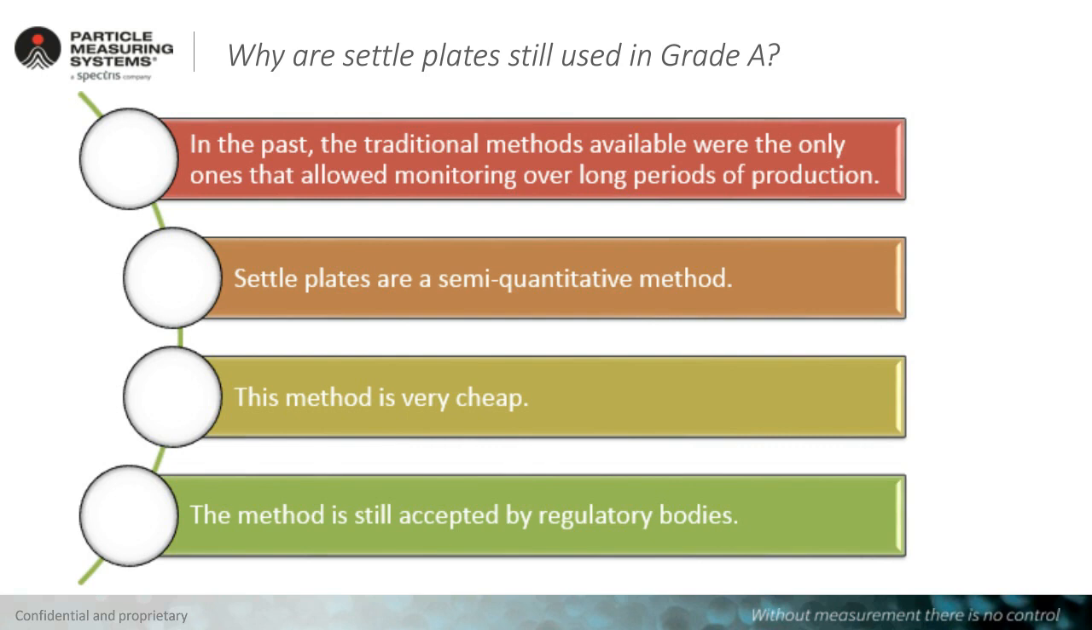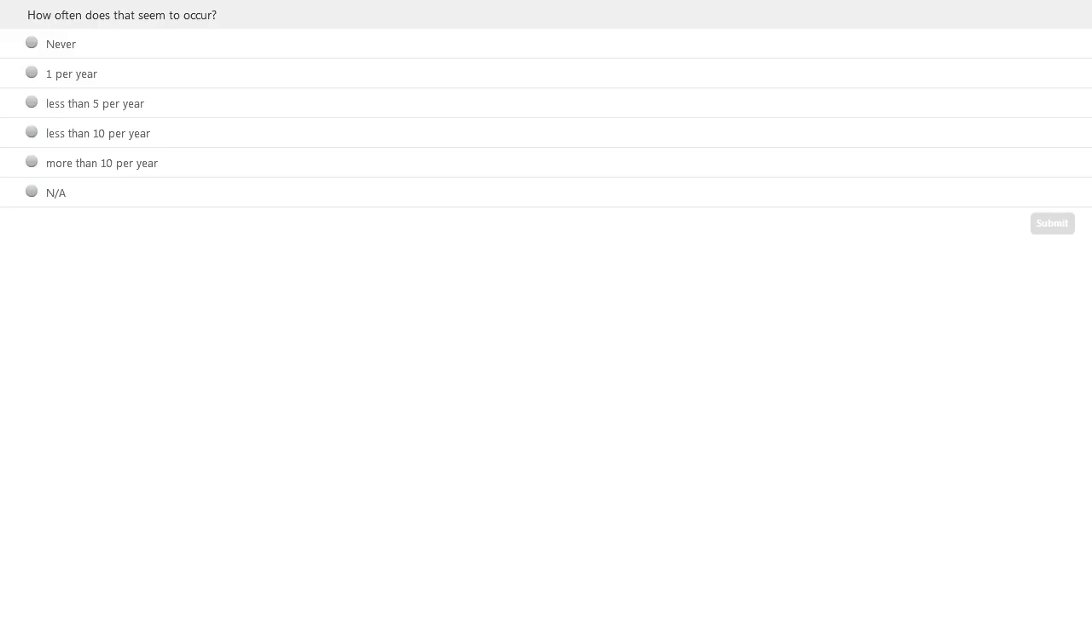In the past, the traditional methods available were the only ones that allowed monitoring over long periods of production. So these methodologies were the only way to monitor for a longer time, and that was considered one of the main reasons to use them. They were still somehow quantitative and, of course, very cheap. In reality, regulatory bodies still accept these methodologies and sometimes even request them. So these are the main reasons why settle plates are still used in clean rooms and in critical environments.